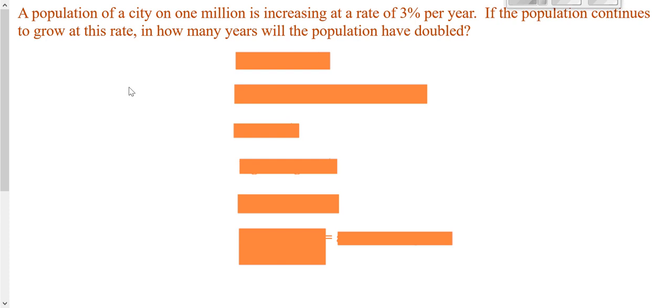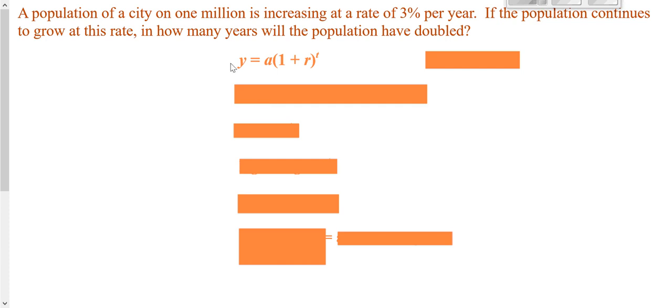So here we have a city of 1 million people. It's growing at a rate of about 3% a year. If it continues at this rate, how long does it take to double? In my mind, I know we're dealing with growth because we're increasing in value. We're not exactly dealing with a scientific situation. There's nothing really scientific about this, so I would say it's non-scientific, and we're growing, so it's non-scientific growth.